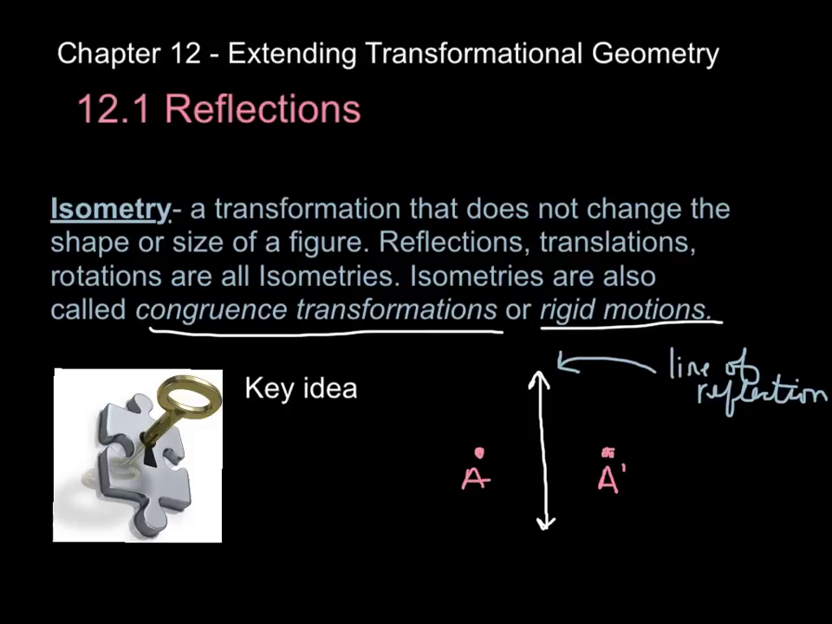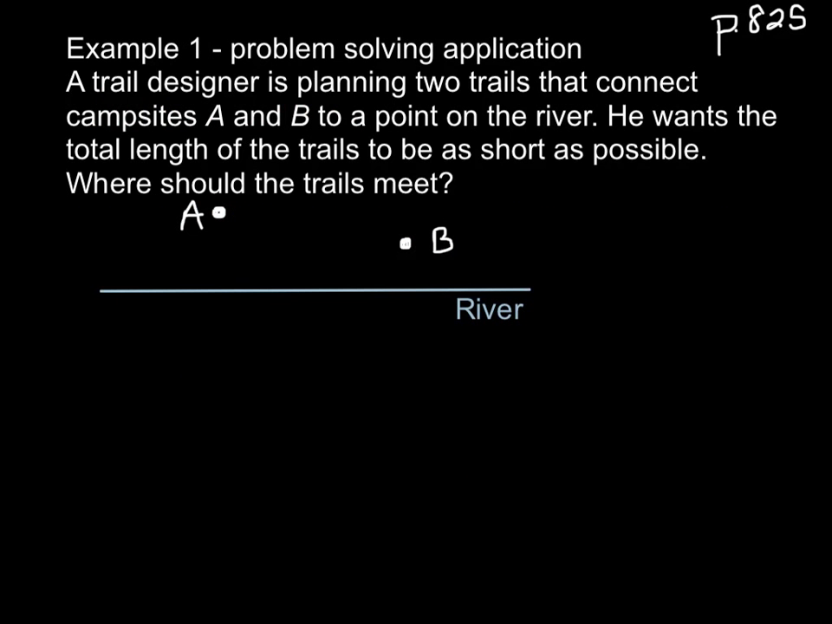So A to A prime, if we connect A to A prime, we know that the line of reflection is a perpendicular bisector, which means they're perpendicular, form 90-degree angles, and the distance from A to A prime is bisected. Therefore, the segment from the line of reflection to A prime and the segment from the line of reflection to A would be congruent. So we're going to start with our first example, which is a problem-solving application.